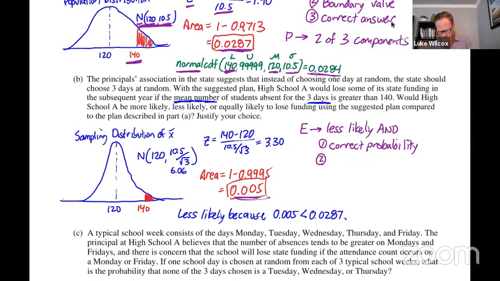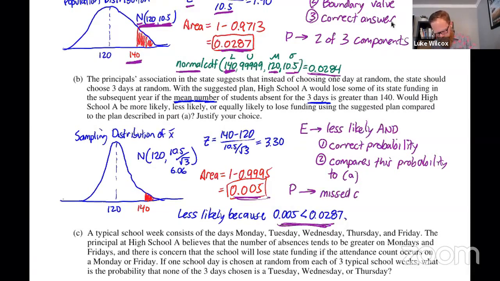And then number 2, you have to compare this probability to the probability in part A. Well, that's what we've done right here by making the comparative statement that that value is less than the value calculated in part A. Now, partial credit on this one is if you missed component 2.